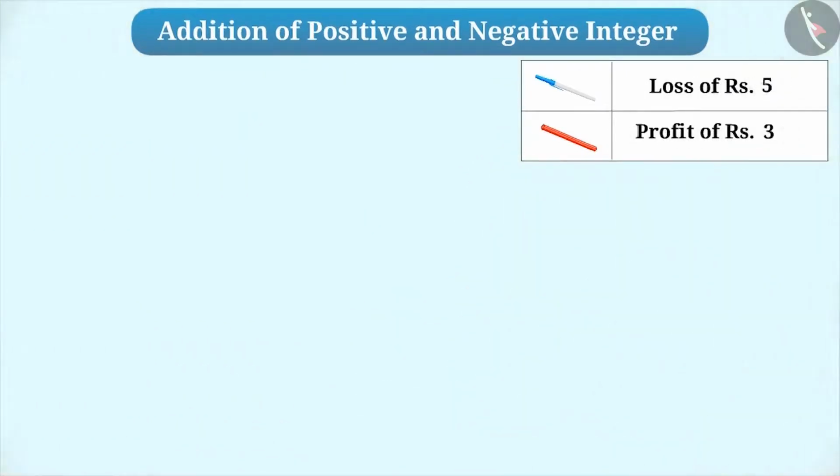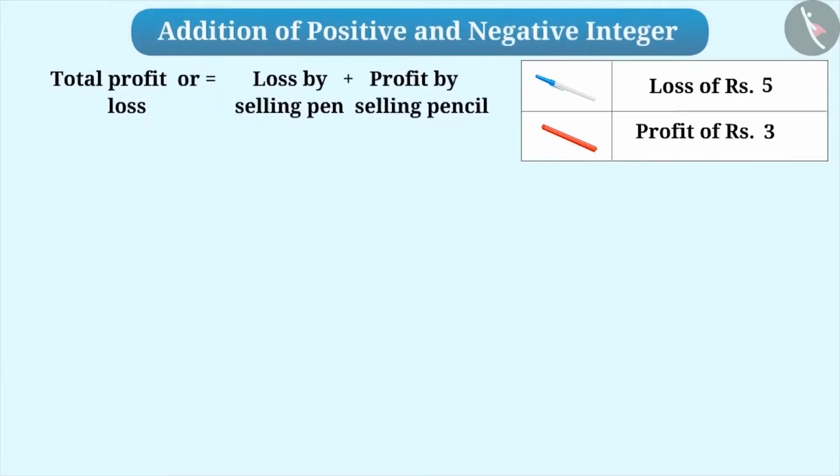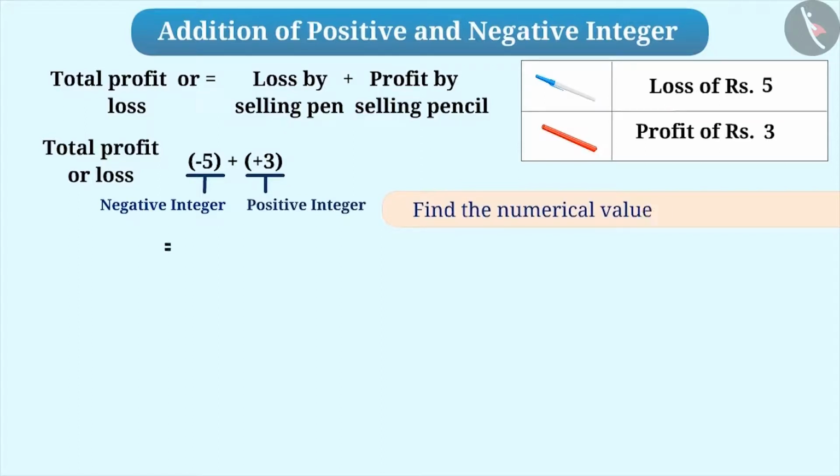Now, if we have to find out how much profit or loss the shopkeeper made, then we need to add them. This means total profit or loss is equal to -5 plus 3. In such a situation, when one value is a positive integer and the other a negative, we will find the numerical value of the integers ignoring their signs. Here, 5 is the numerical value of -5 and 3 is the numerical value of +3.